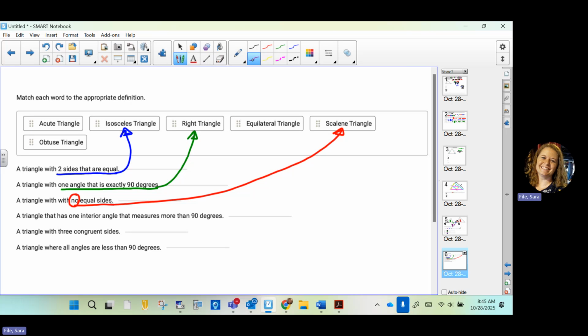A triangle that has one interior angle that measures more than 90 degrees. What type of angle is more than 90 degrees? Obtuse. So an obtuse angle in a triangle makes the triangle obtuse. Okay, a triangle with 3 congruent sides. All 3 sides are the same. Good.